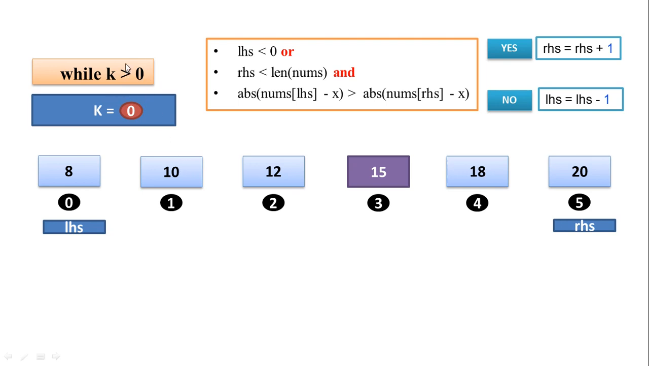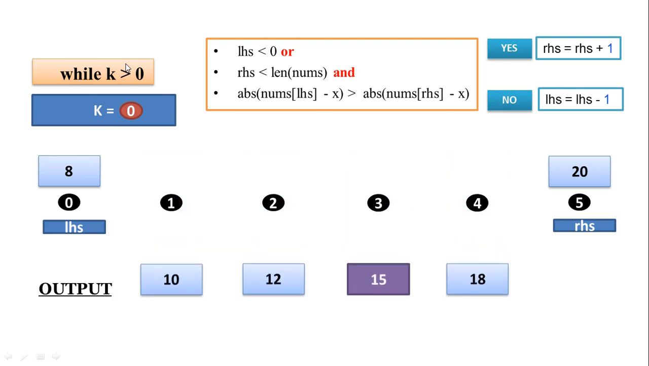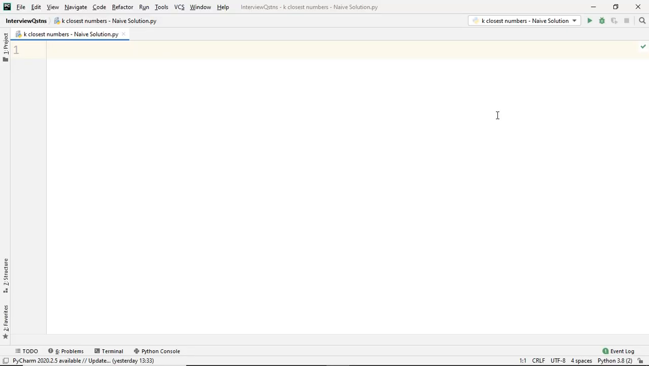So this means we have reached our output, and our output is simply given by the values that lie between the pointers LHS and RHS, which happens to be 10, 12, 15, and 18 in this case. Now that we know how the algorithm works, let us have a quick look at the code.